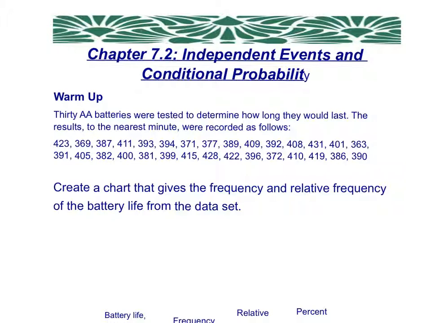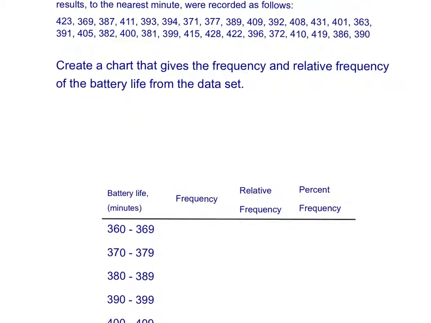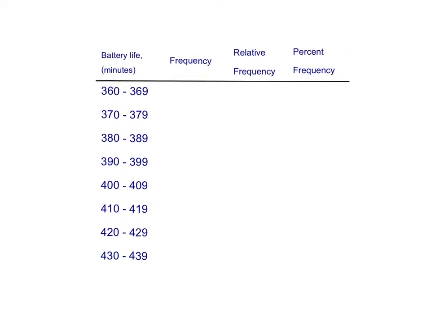So here we've got 30 AA batteries that are tested to determine how long they're going to last. The results to the nearest minute are recorded here in this list. We want to create a chart that gives the frequency and then the relative frequency of the battery life from this data set of 30 AA batteries. So I've provided you with a chart here for you to fill out.